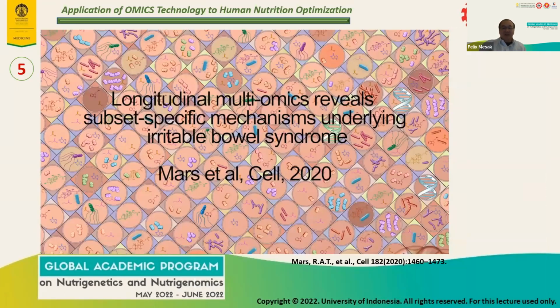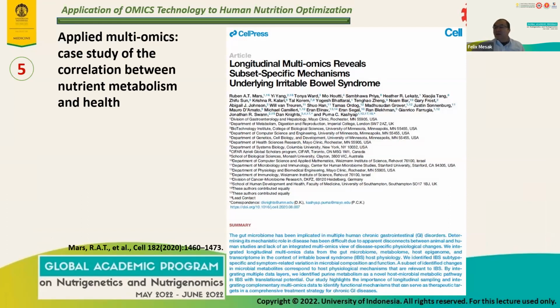Anyway, so where I've been discussing the theoretical part, I know it's challenging to listen to or to read the theoretical concepts of multi-omics. So why don't we discuss an application of multi-omics where the discovery led to a potential nutritional amendment to overcome a health issue. So this is a public case study entitled Longitudinal Multi-omics Reveal Subset-Specific Mechanisms Underlying Irritable Bowel Syndrome.